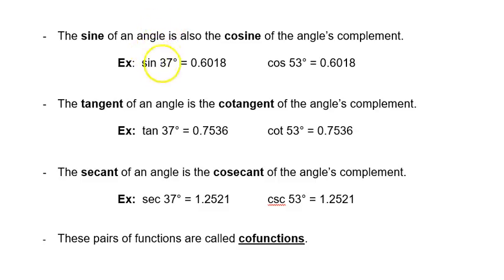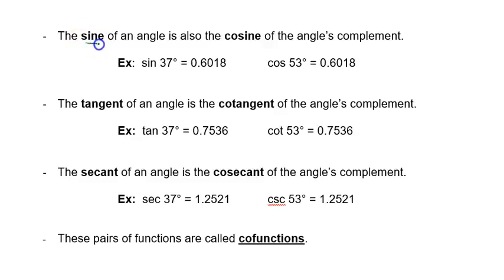Alright, so what matters to us when we're talking about complementary angles is their relationships. And in our special right triangles lesson, we talked about how 30 and 60 had the similar values for their trig functions, and that was because they came from the same triangle. Well, these complementary angles would be the acute angles in a right triangle, so it works the same way.